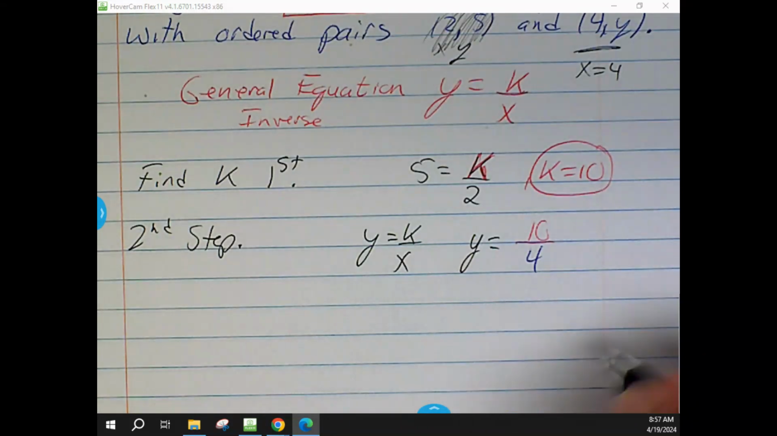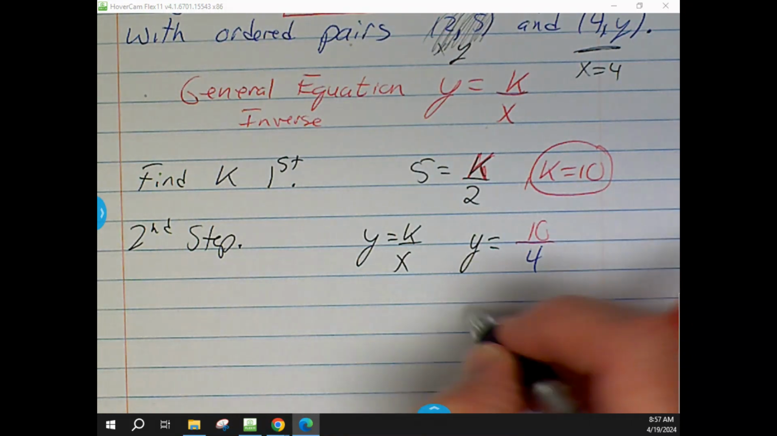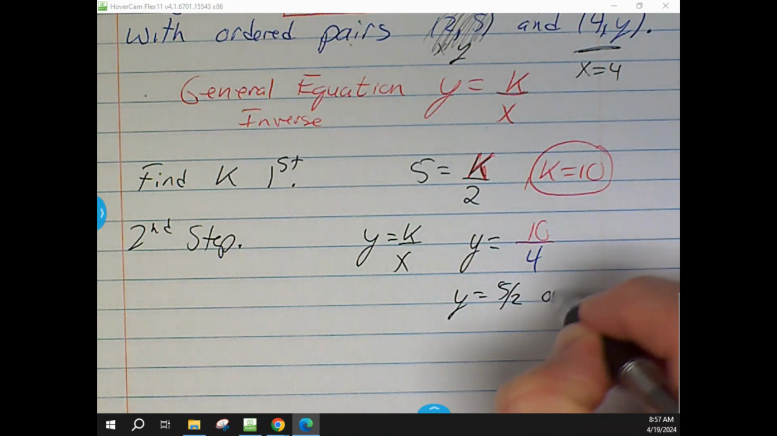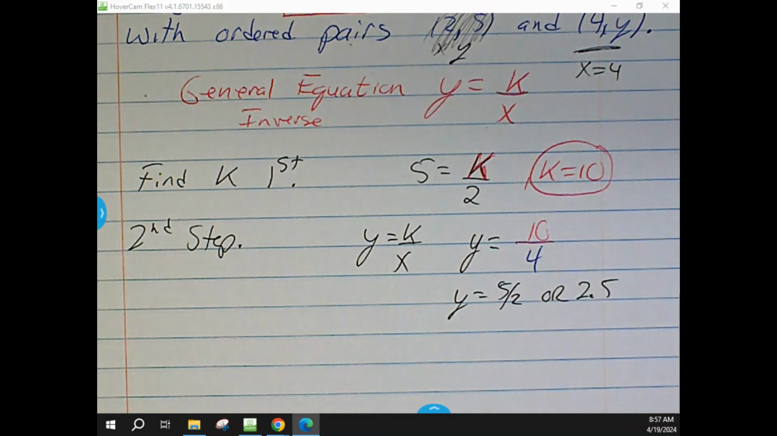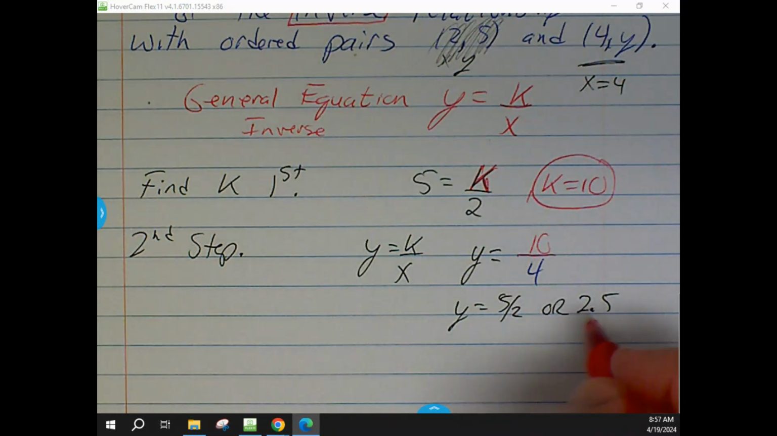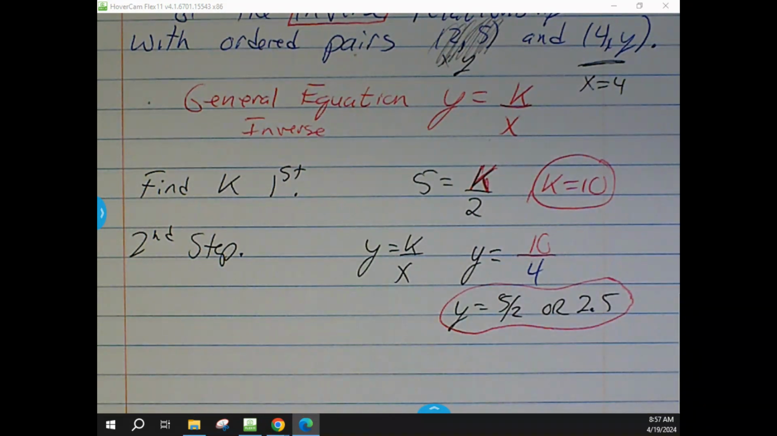Well, that's easy enough. 10 divided by 4 is 5 over 2. That one, you may get to leave it as a fraction. You could change it to a decimal. If that's the case, I don't really care. Either one would be fine. So final answer, either 5 over 2 or 2.5.